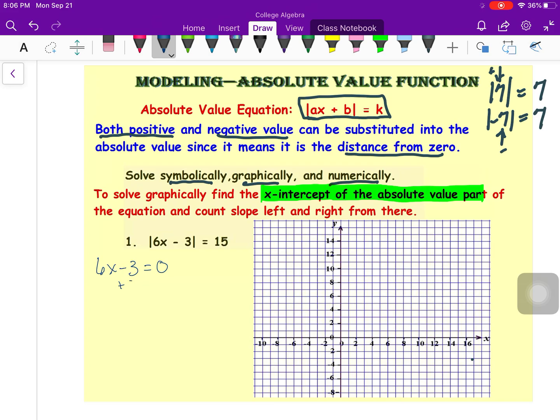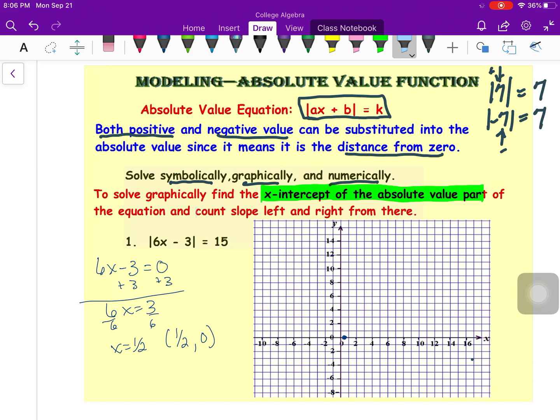So in this case, my x-intercept of the absolute value part would be 6x minus 3 equals 0. So I will add 3. 6x equals 3, divide by 6. X equals 1/2. So my x-intercept is (1/2, 0). So I'm going to plot (1/2, 0).